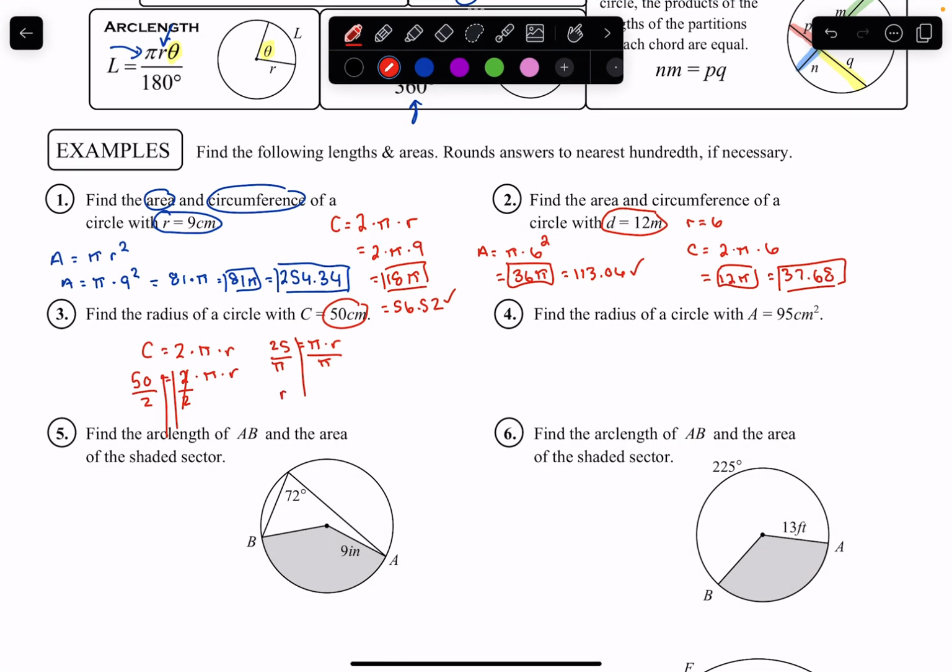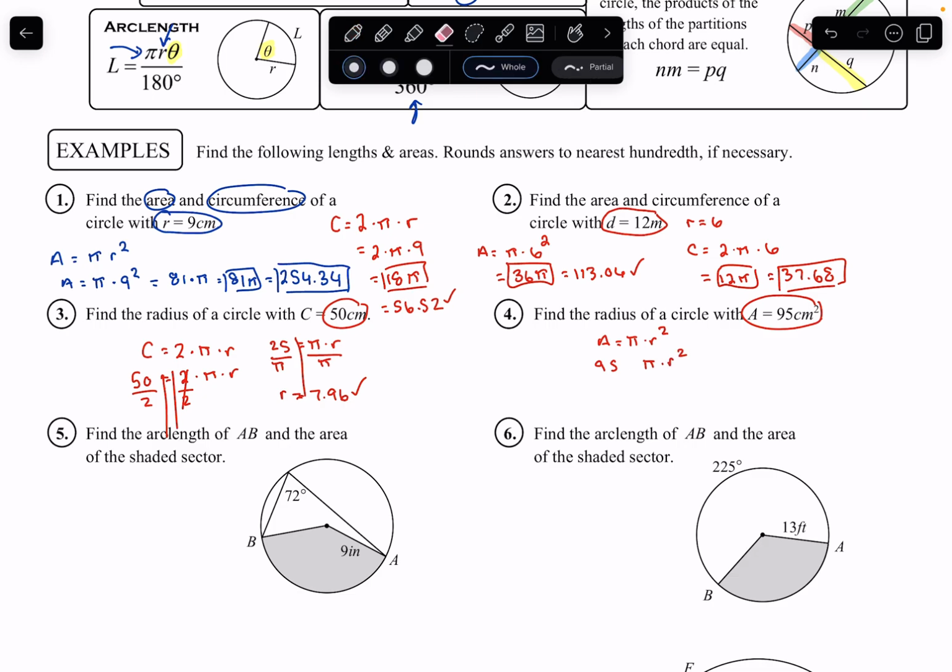So radius is going to equal 7.96. Okay, number 4, find the radius if it gives you the area. All right, well, that's similar to what we just did, but with a different formula. Area equals pi times radius squared. So I replace area with 95. 95 equals pi times radius squared.